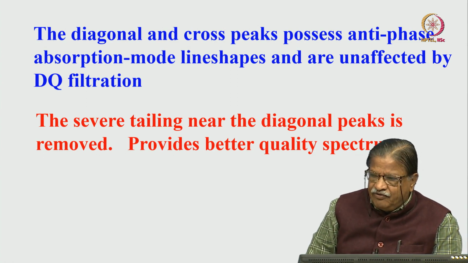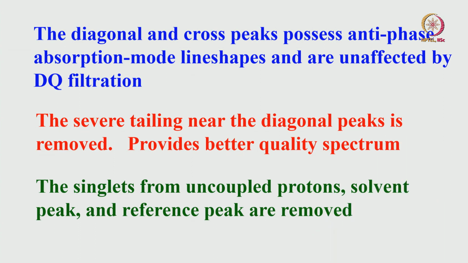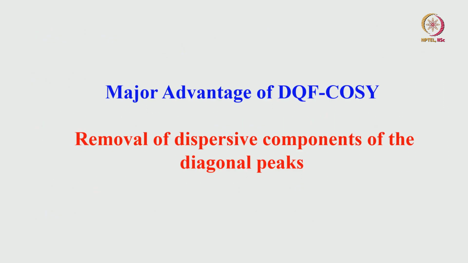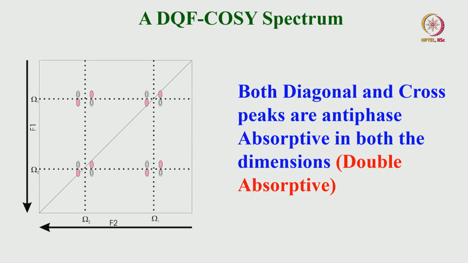DQ double quantum filtered COSY gives you a better quality spectrum. The singlets from uncoupled protons, solvents, reference, all are suppressed. You won't see them at all. That is the biggest advantage. So, the major advantage of DQF COSY is removal of the dispersive component of the diagonal peaks. As a consequence, this is a much better spectrum.